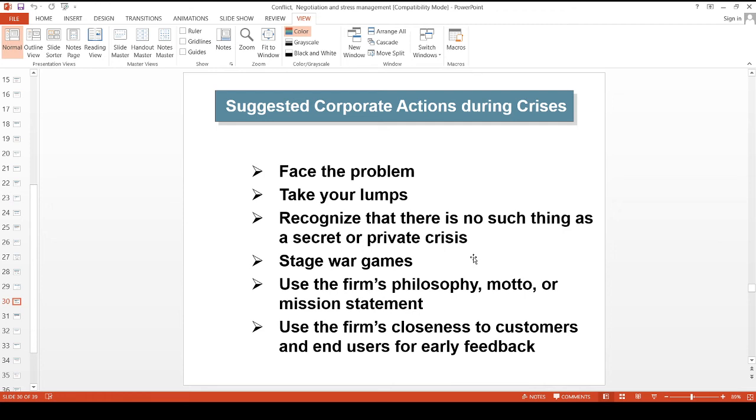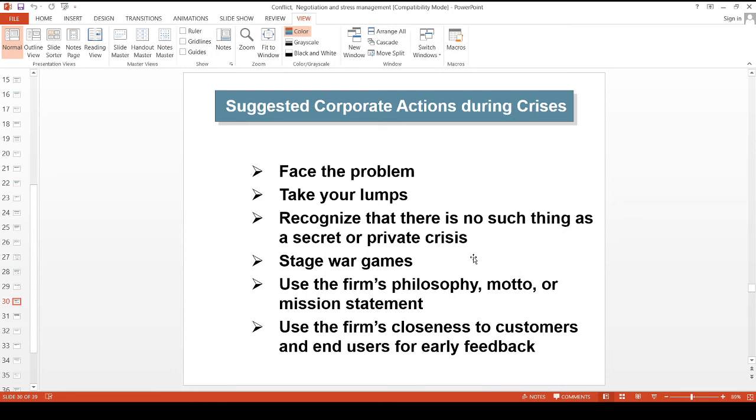Stage war games, you should be creating an emergency situation in order to resolve the problem or the issue. So you have to create an emergency and urgency in order to resolve the problem. Use the firm's philosophy, motto, or mission statement. Use the different guidelines which are available in the organization in the form of the mission statement, to see how the different problems can be solved under the umbrella of the mission and vision of the organization.